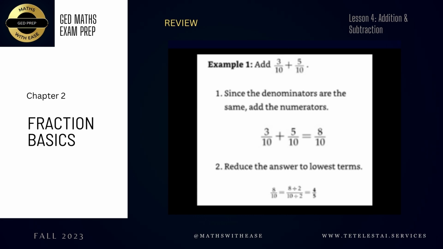And you should recognize that 8 and 10 have a common factor, and that is 2. So you can divide 8 by 2 and you would get 4, and 10 by 2, you would get 5. And now you've reduced this fraction to its lowest terms, which is 4/5.